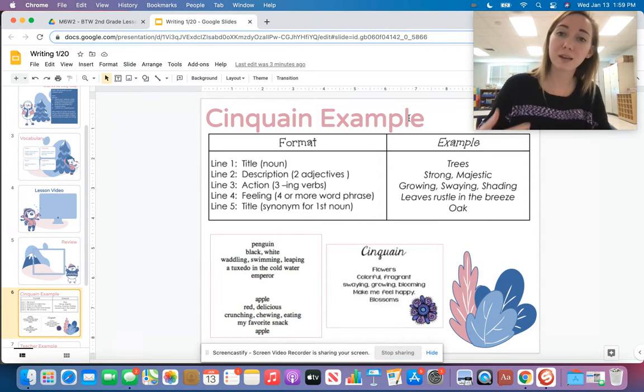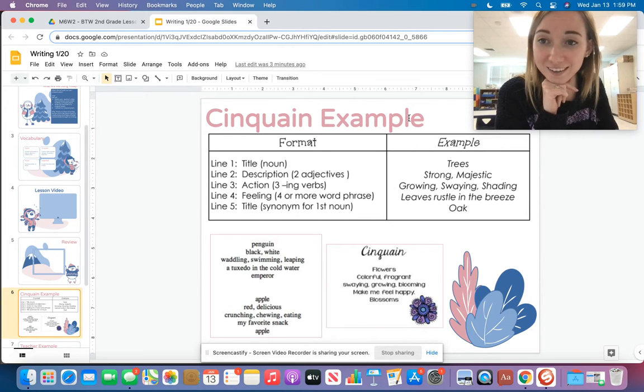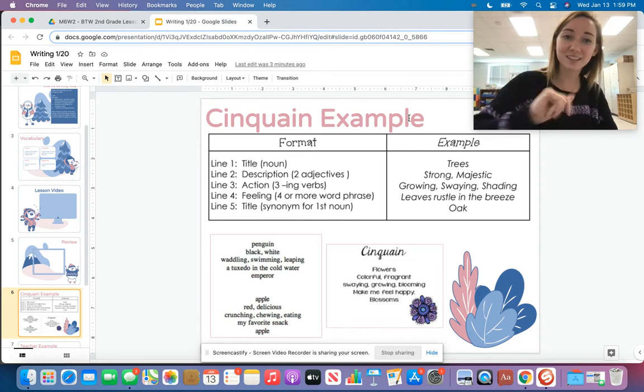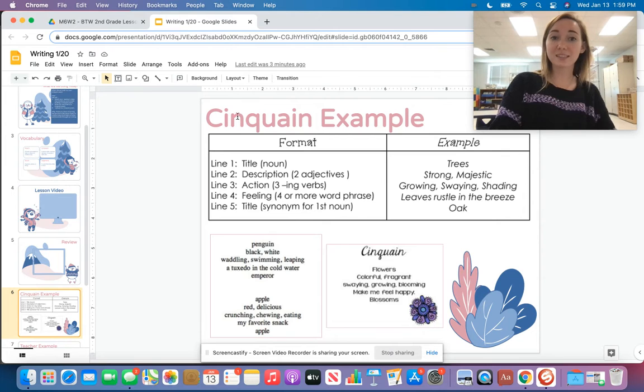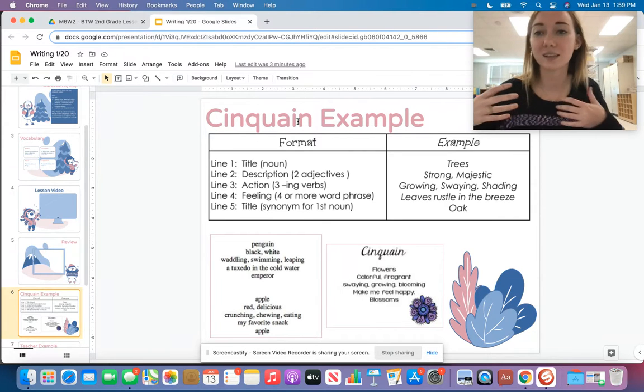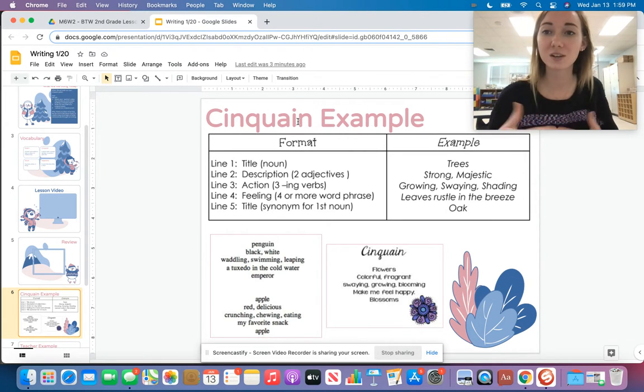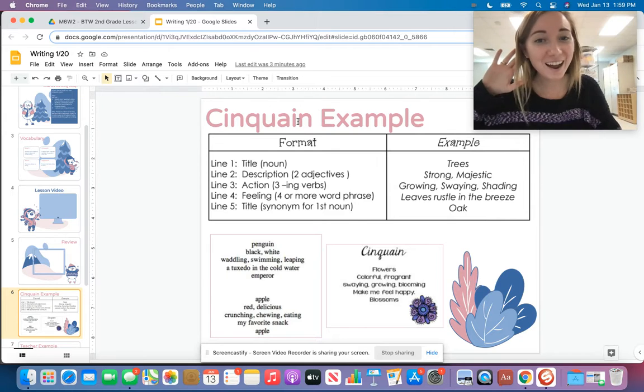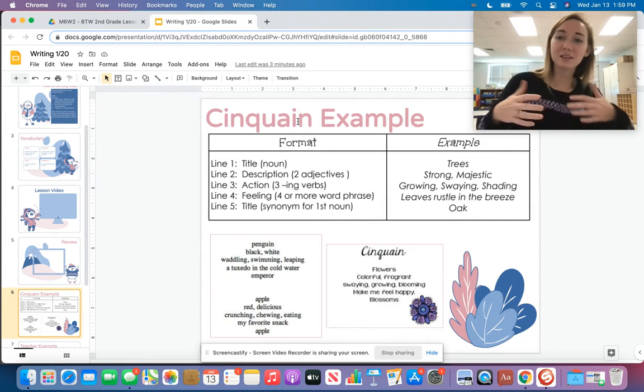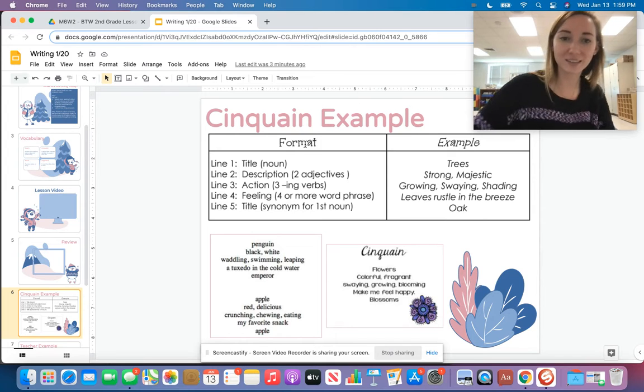So cinquains have 5 lines. How many lines do they have? 5 lines. And it's interesting because cinquain kind of sounds like the number cinco in Spanish, which means what number? 5. So cinco in Spanish is 5, and a cinquain has 5 lines.